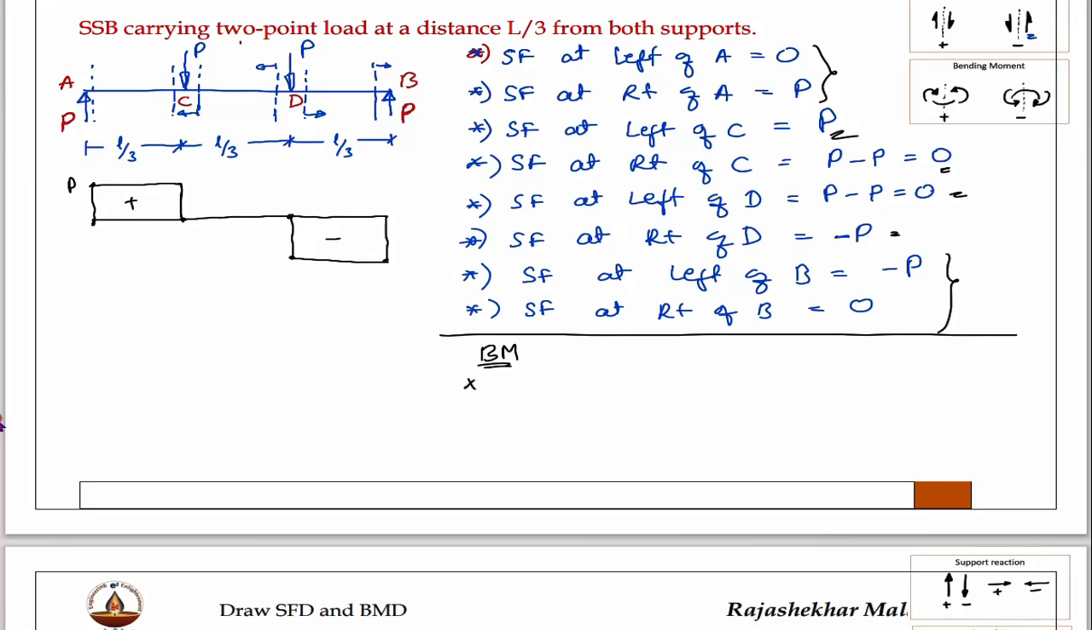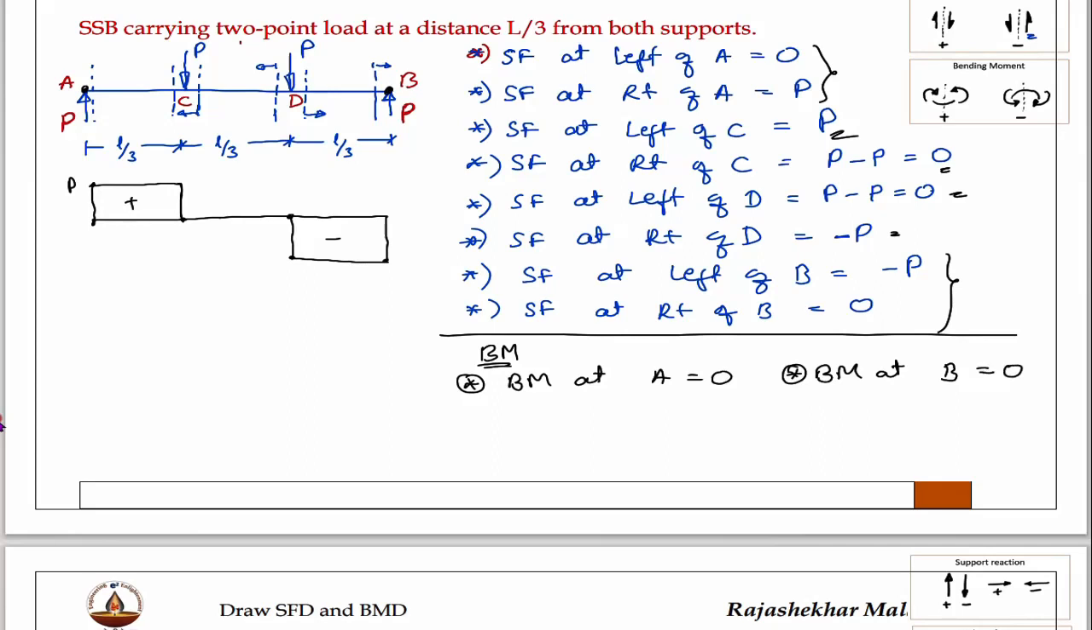For bending moment, first point, bending moment at A equal to 0, because at this point right side no forces are there, left side no forces are there. Like that, bending moment at B, this point, right side nothing is there, here also it is 0.